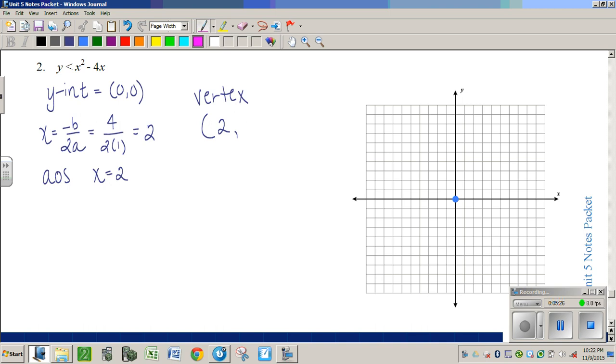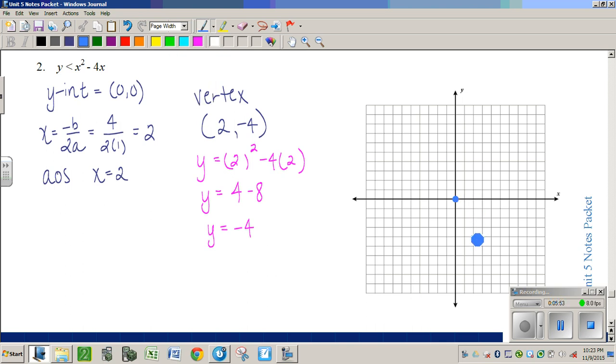So how do I now find the rest of my vertex? Oh, see, you do remember stuff I tell you. You're right, you plug it back in. So we have y equals 2 squared minus 4 times 2. So that's going to give us 4 minus 8. And last time I checked, 4 minus 8 gave us negative 4. So negative 4 is the rest of my vertex. So now I'm going to go ahead and plot that point. So we got 2, negative 4.